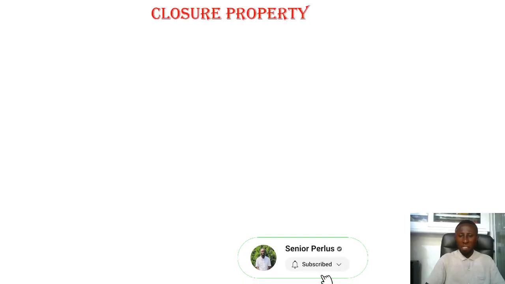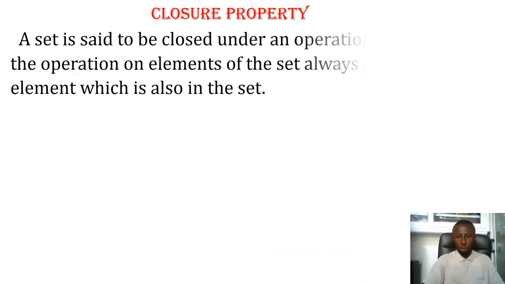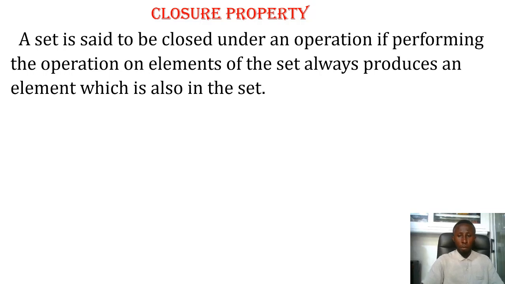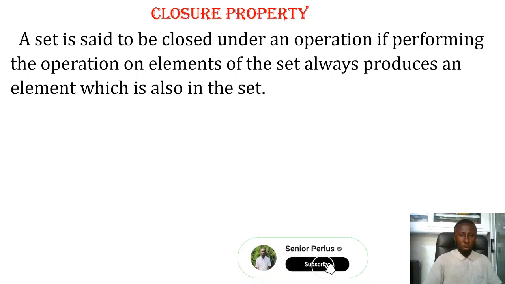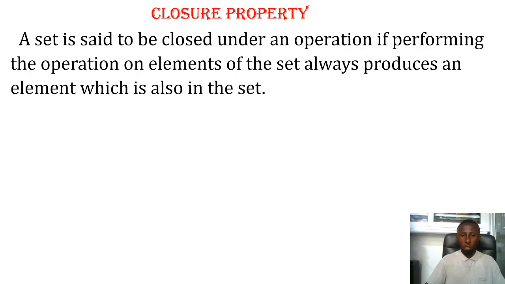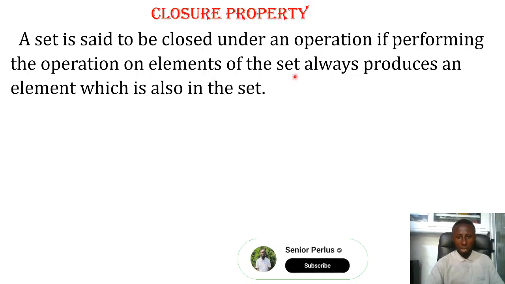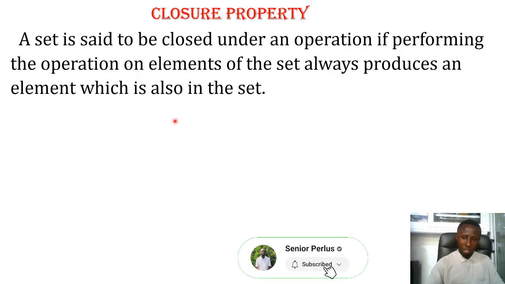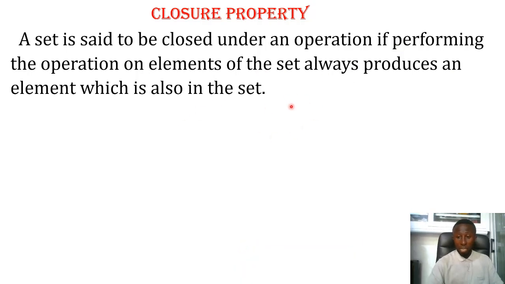So closure property, that's our last property that we are going to look at. A set is said to be closed under an operation if performing the operation on the elements of the set always produces an element which is also in the set. So if we get an answer that is also in the set, then it's closed.